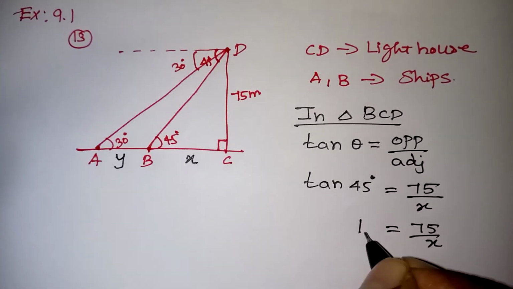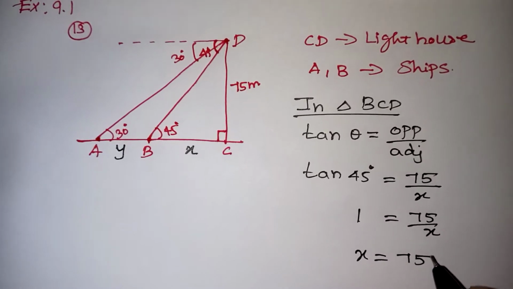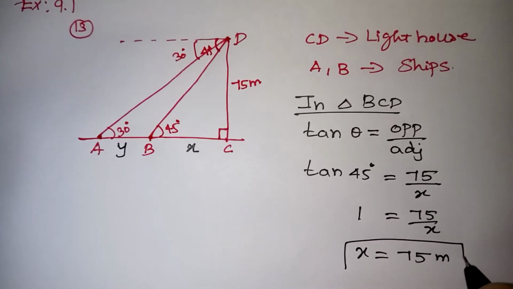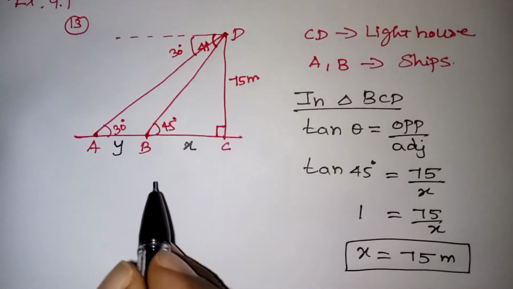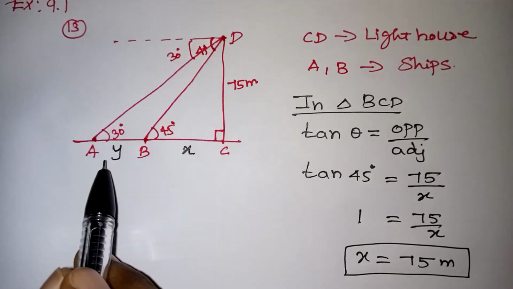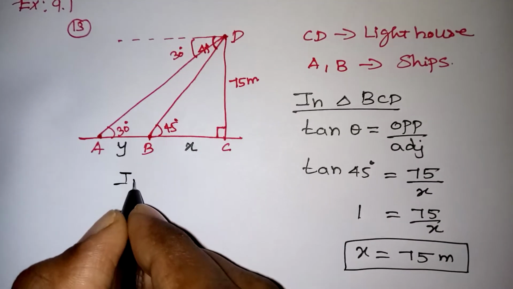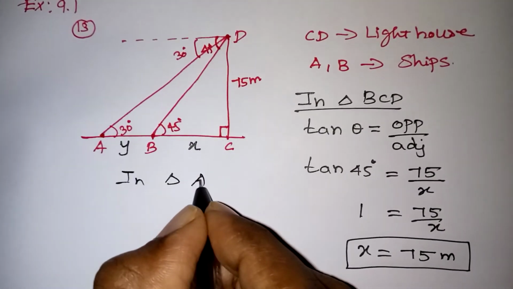Now the denominator X, take it to this side. X is equal to 75. The question is given in meters, so X is equal to 75 meters. So the distance between the first ship and the lighthouse is 75 meters. Now our aim is to find Y only. Now we'll take the whole triangle, named ACD.